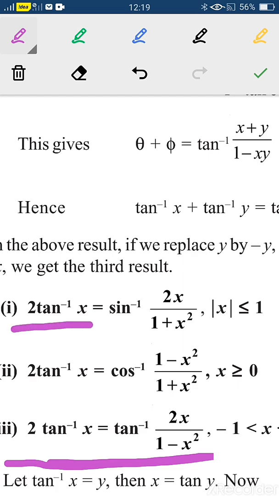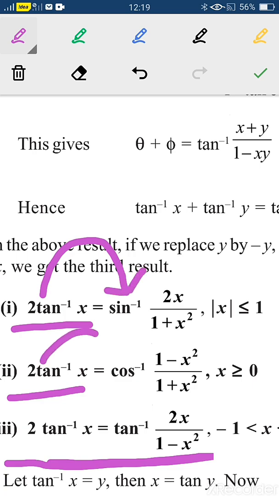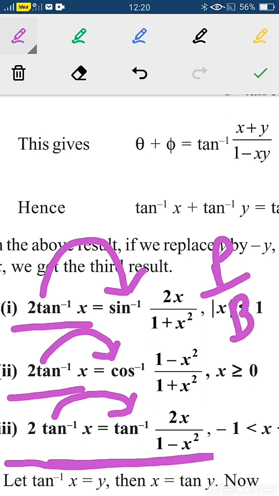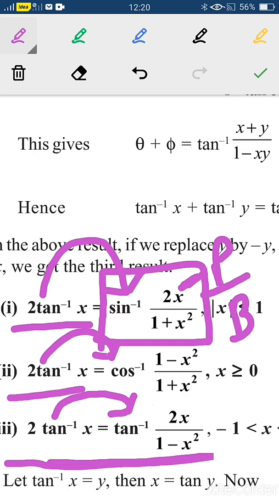These are all formulas related to 2 tan inverse x, right? If you want to convert it into sine inverse, cos inverse, or tan inverse, then you need to revise these formulas. It's very easy. Tan inverse is perpendicular upon base. You have to learn only one formula, right? Suppose you have learned this formula, sine inverse 2x upon 1 plus x square. So this becomes your sine inverse, and this becomes your perpendicular.